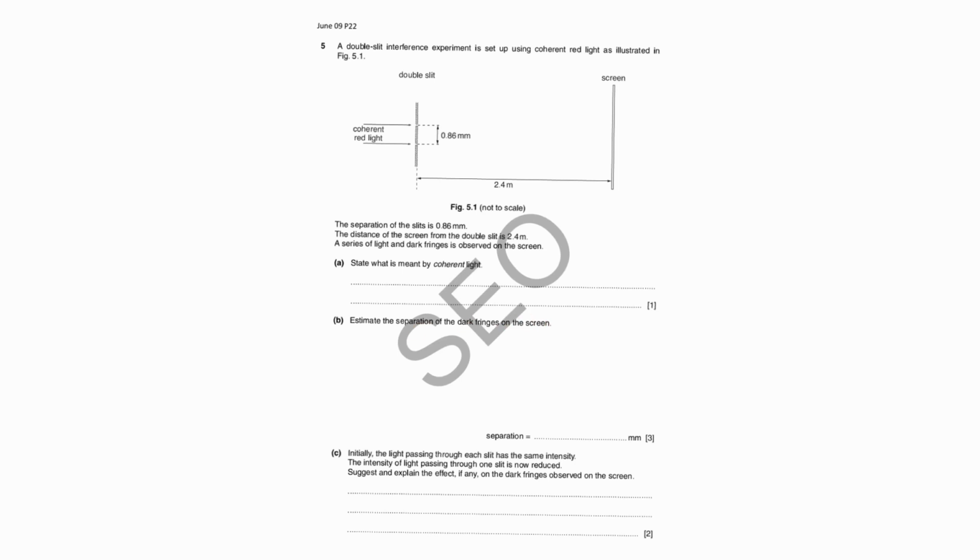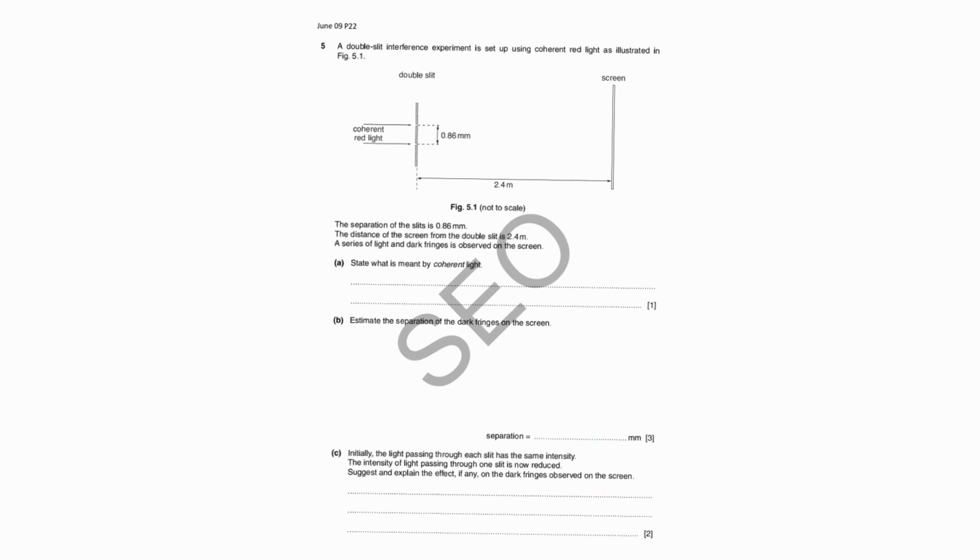So use the formula x equals lambda d over a, and as usual just substitute the values. Now this one is the one I discussed, because they say initially the light passing through each slit has the same intensity. So then the intensity of light passing through one of the slits is reduced. So what will happen to the dark fringes?